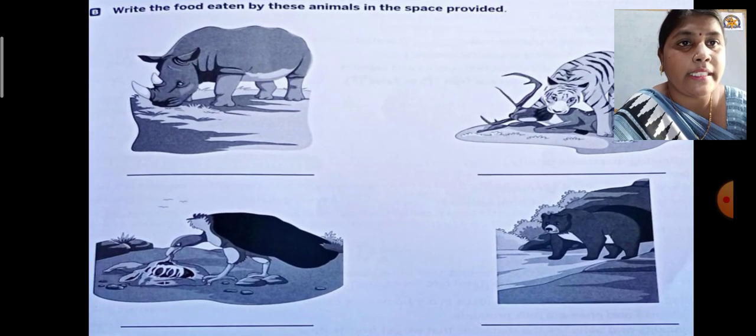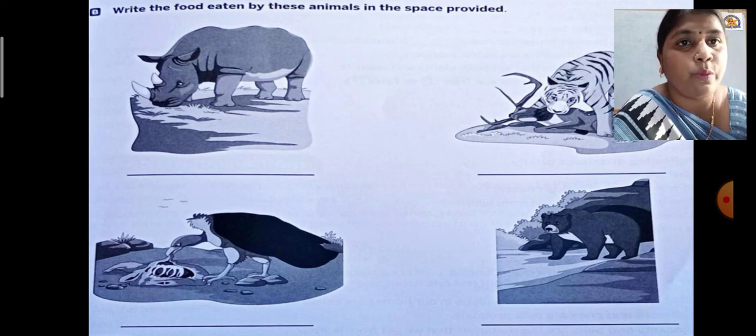Okay, next, in that worksheet only they have given us question B. Write the food eaten by these animals in the space provided. So see, there are 4 pictures. Number 1, rhino. Number 2, tiger. Number 3, vulture, and number 4, bear.